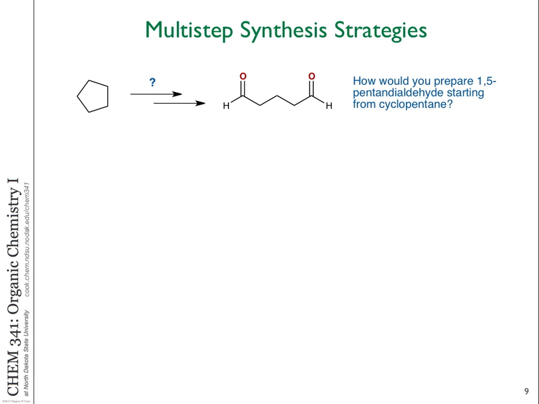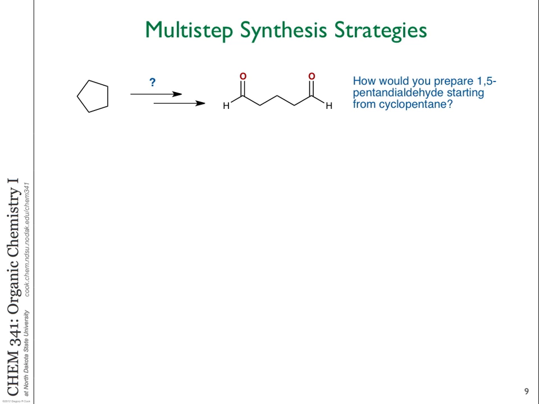So if we have a goal, let's say you get a job as a chemist in a company, and they say, we need to make this molecule, this 1,5-pentane dialdehyde molecule. Right? That's your job. You've got to figure out how to make that. The company needs that. And they say, well, what we can give you to start with is cyclopentane. How would you make that? There's no reaction you've learned to go directly in one reaction from cyclopentane to this dialdehyde, right?